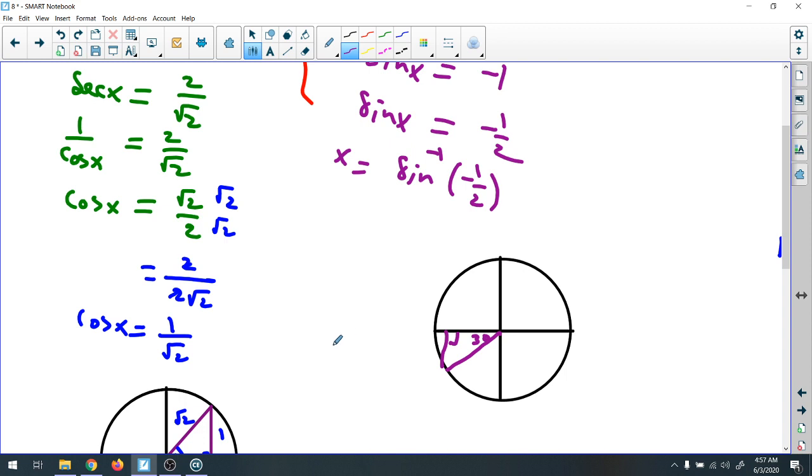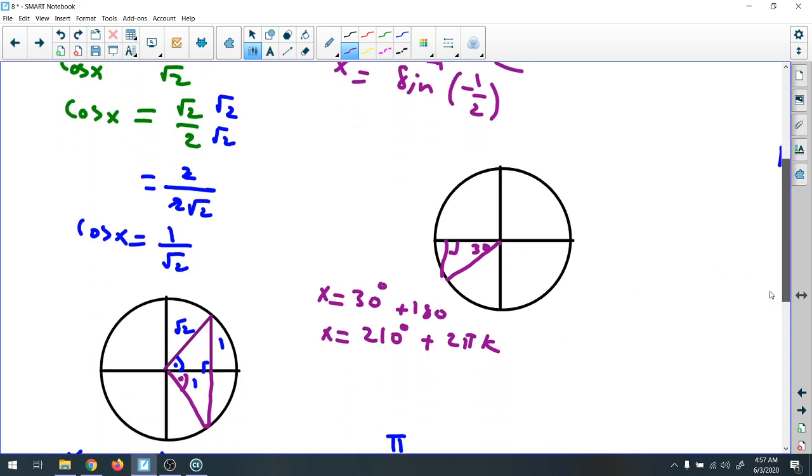So the first solution, x equals 30 degrees plus pi, 180. It will be 210. So it's 210. You have to mention that. Plus 2 pi k.